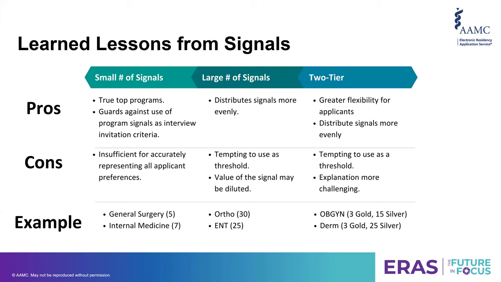For those with a large number of signals, this of course distributes the signals a little bit more evenly. And as I mentioned there, in the cons, this means that these signals may have a very high impact in terms of converting your application into an interview. So those are two different philosophies on opposite ends of the spectrum. One is really to see what the true interests of the applicants are in terms of the programs they selected. The other is maybe more a way to see, of all the applications that have been received, who really does value my program in particular?